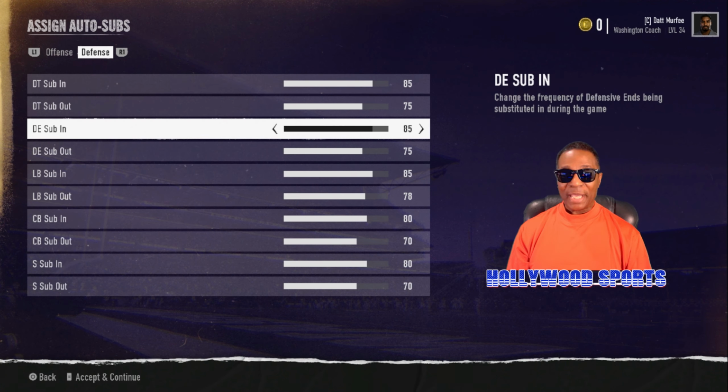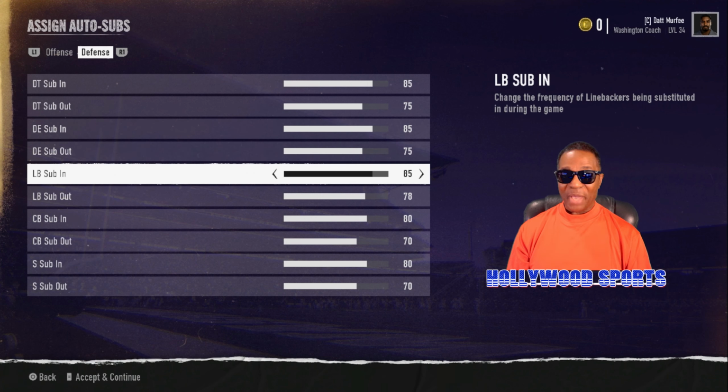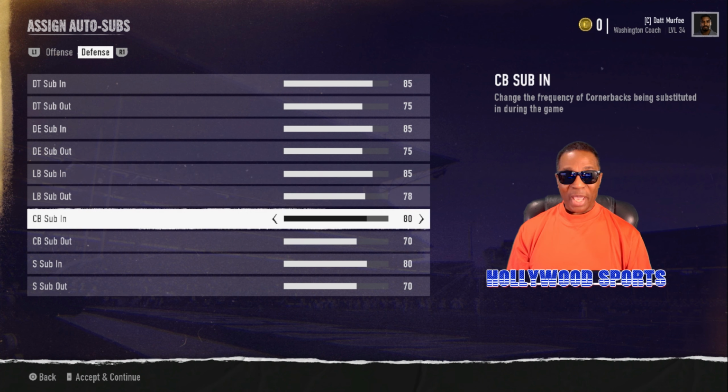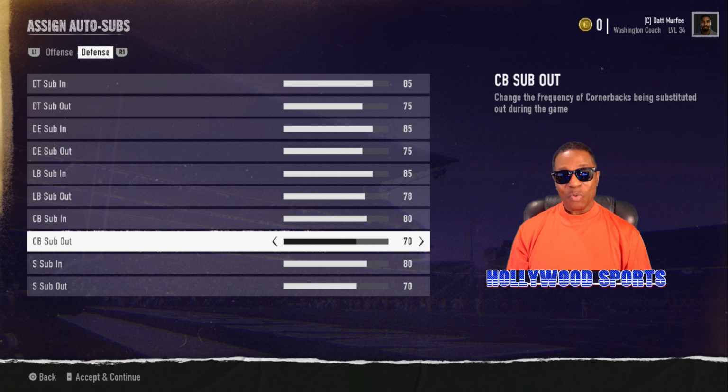Defensive end, 85-75, sub in, sub out. Linebackers, same thing, 85-78. Cornerbacks, 80-70. Not so much for the corners. They're going to take a lot of running, but you don't normally see yourself having to substitute corners because of their wear and tear.